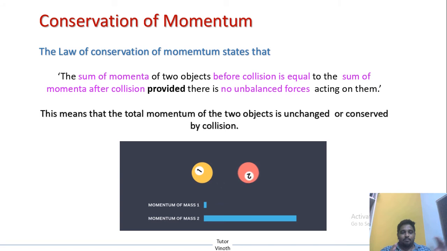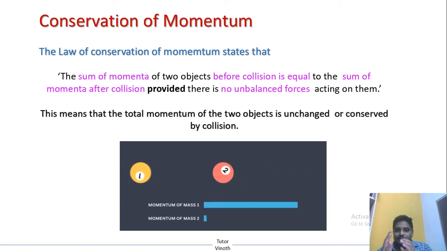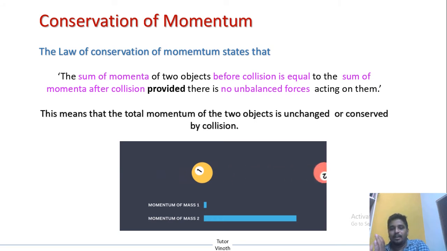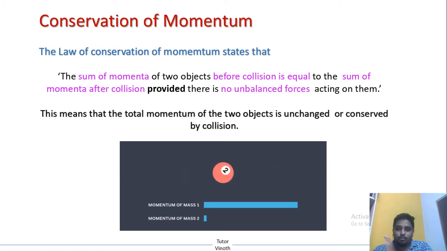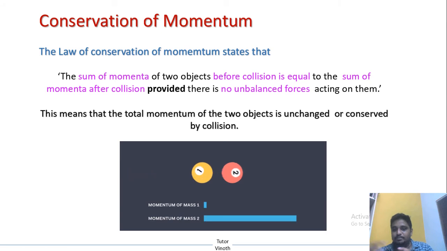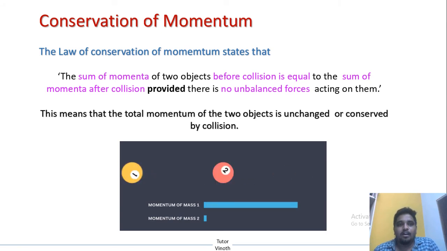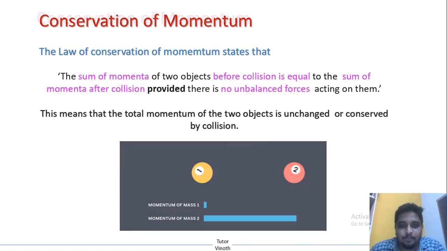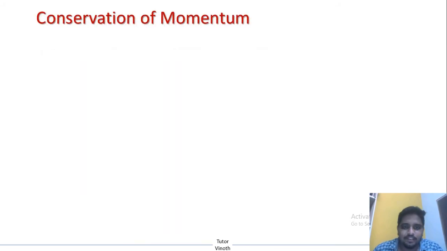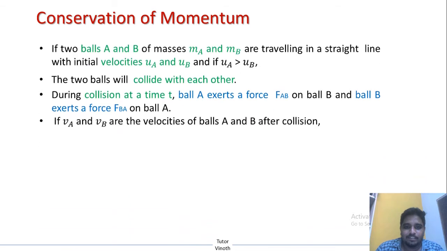When a force acts upon ball 2, ball 2 will move in the same way. Ball 2 will move. That is the law of conservation of momentum. Let us see this example.